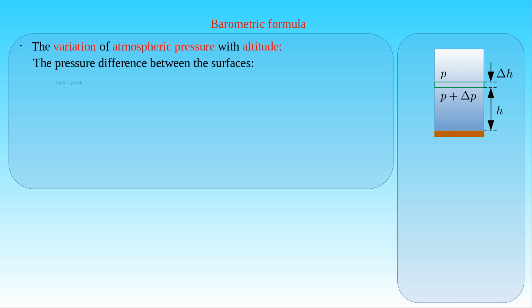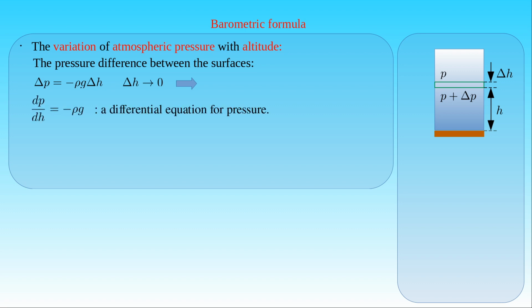Then delta P is equal to minus the density ρ, times the gravitational acceleration g, times the thickness delta H of the layer. The minus sign indicates that as the height h runs from a lower altitude to a higher one, pressure decreases. Now we can divide the equation by delta H, while the distance between the two surfaces tends to zero. Then the left-hand side of the equation becomes the derivative of the pressure P with respect to the altitude h, which is equal to minus the density ρ of the air times the gravitational acceleration g, both measured at the altitude h.